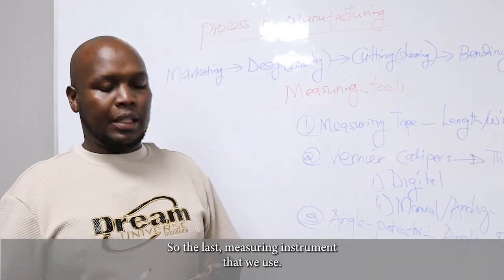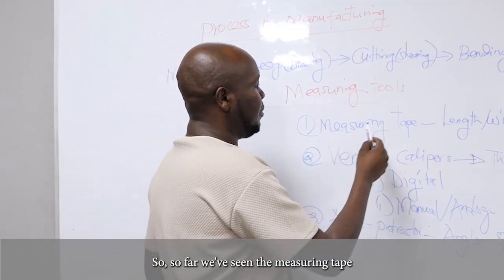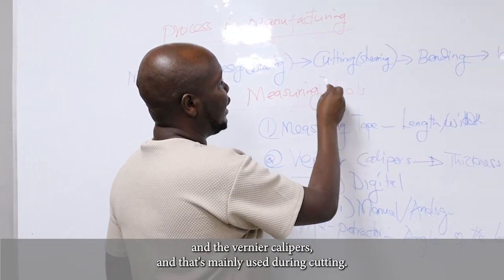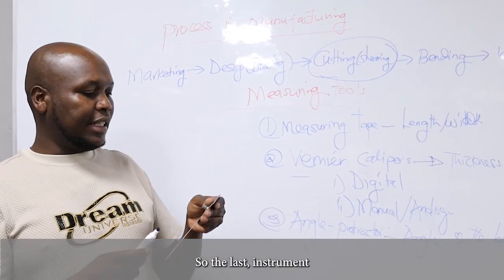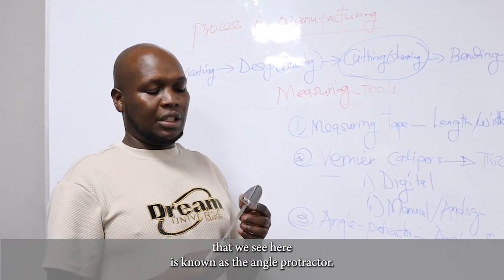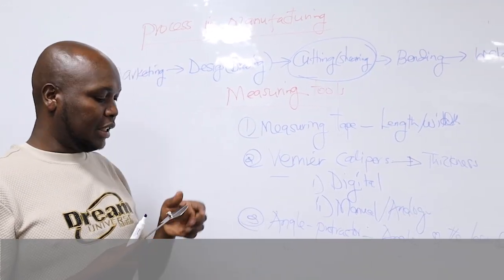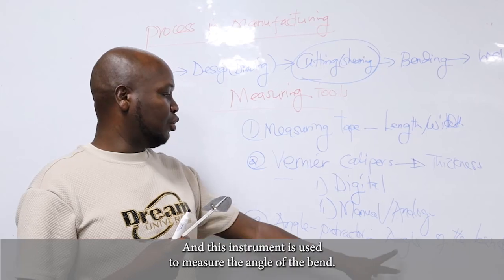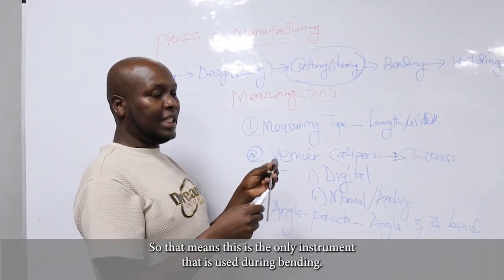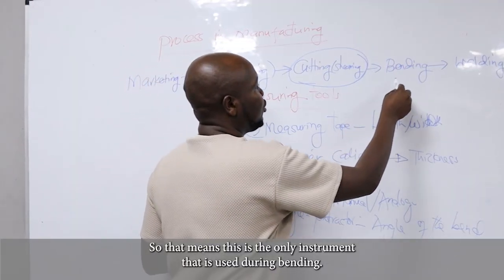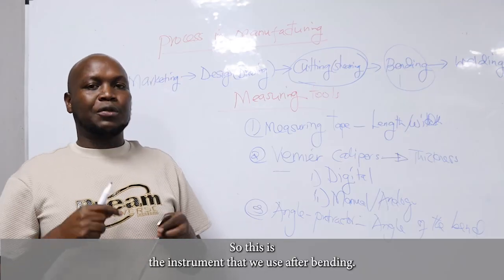So the last measuring instrument that we use, so far we've seen the measuring tape and the vernier calipers, and that's mainly used during cutting or shearing. The last instrument that we see here is known as the angle protractor. This instrument is used to measure the angle of the bend. That means this is the only instrument that is used during bending. This is the instrument that we use after bending.